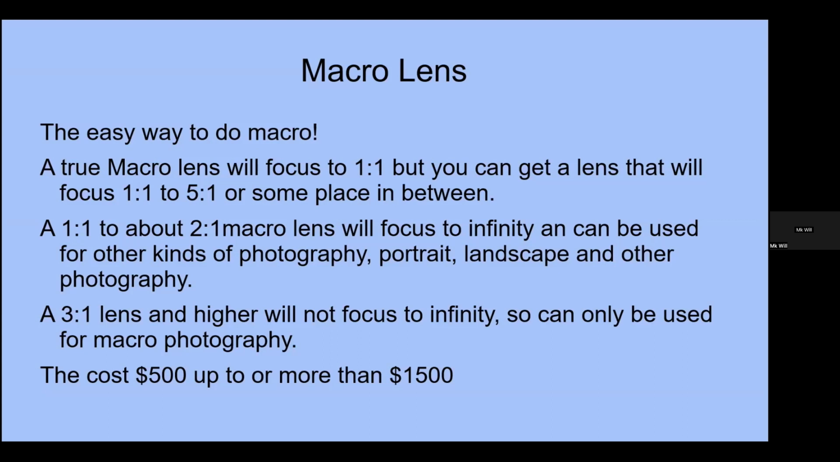This one is a 2:1 macro lens, and this is $500. But it's all manual. You have to focus. We'll talk a lot about focus near the end. But this can focus to infinity, which makes it good for portraits and landscapes and anything you'd use a 100mm lens for. Plus it goes down to 2:1.